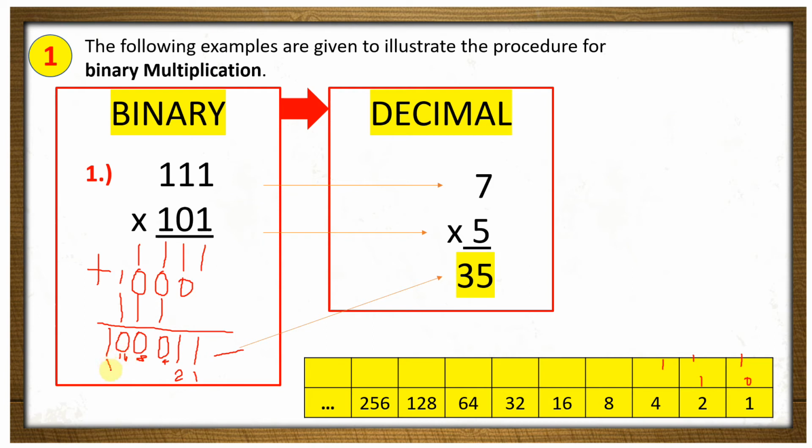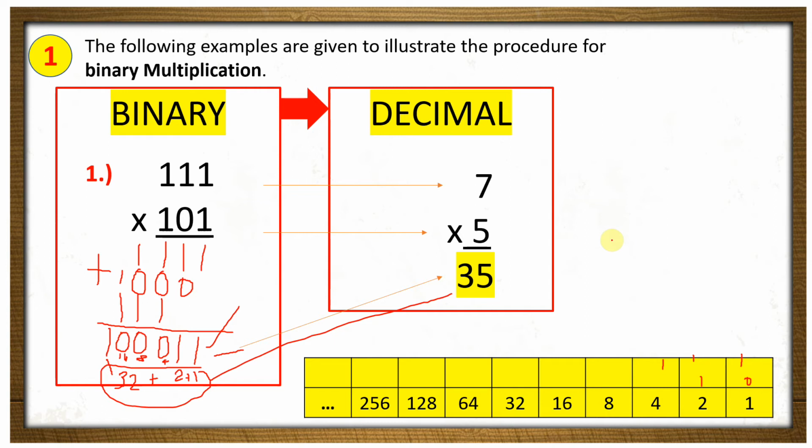Next, you count this one because this is on. So 16 times 2 is 32. So 32 plus 2 plus 1 is equal to 35. So this is 35, which means this is correct. That is 35.